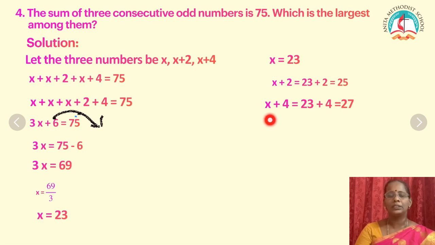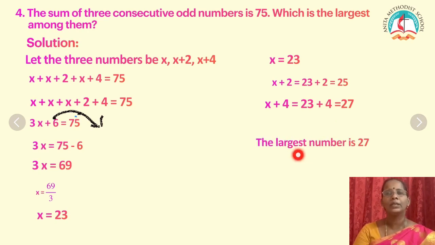The first number is x, that we got as 23. x plus 2 is 23 plus 2, which is what? 25. Again x plus 4 is what? 23 plus 4 is 27. But my question is, which is the largest number? Which is the largest among them? It is 27. Okay, so the largest number is 27. Clear all of you children? Now we move on to the next question.